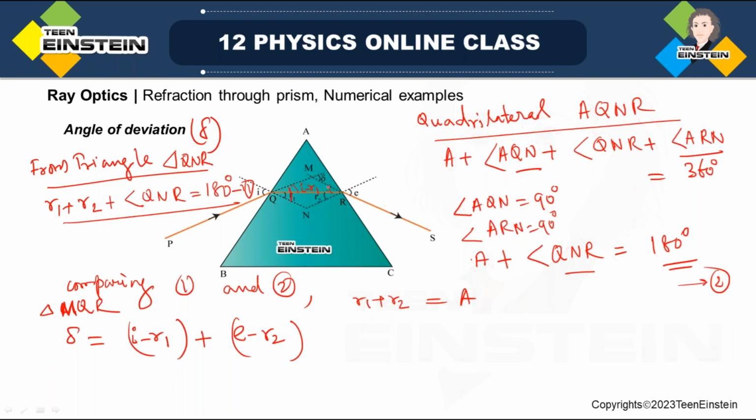Actually this angle delta is the external angle to this triangle MQR. So delta means the sum of these two angles. I am just calculating these two angles in terms of known angles. This whole thing is I, but I minus R1 means this particular angle. Similarly, E minus R2 means this particular angle. So this is what is written here.